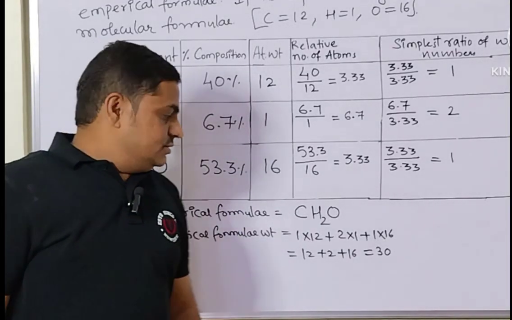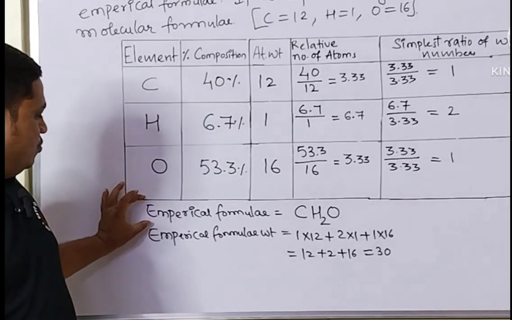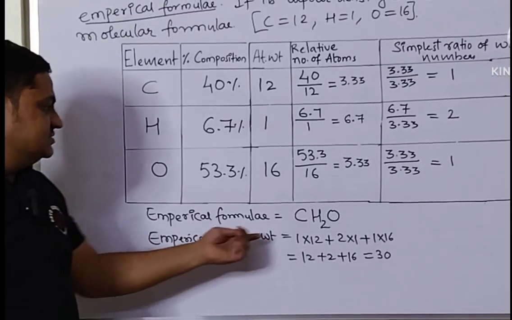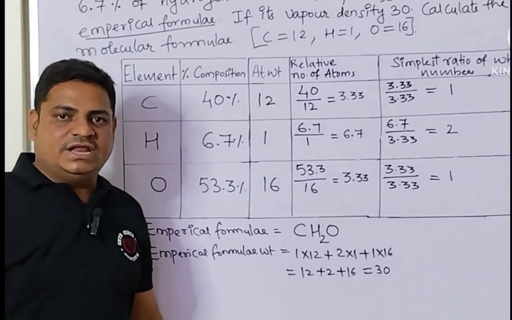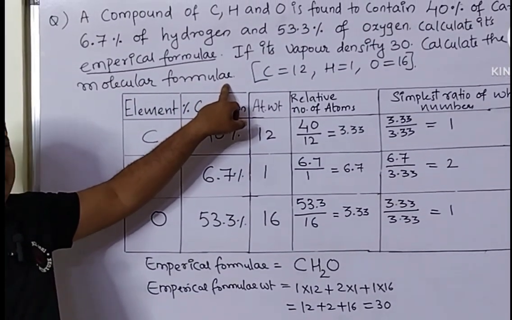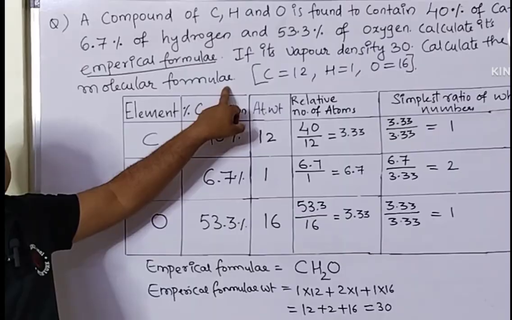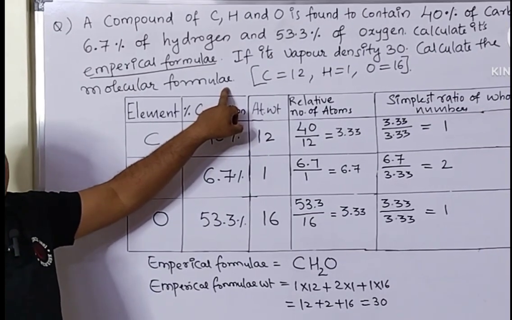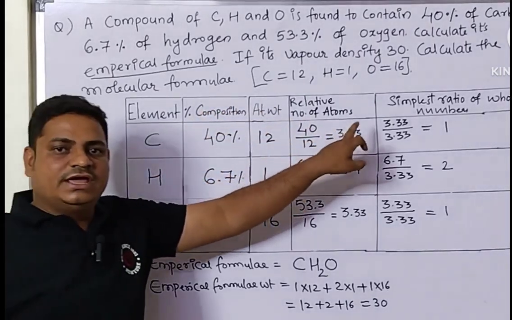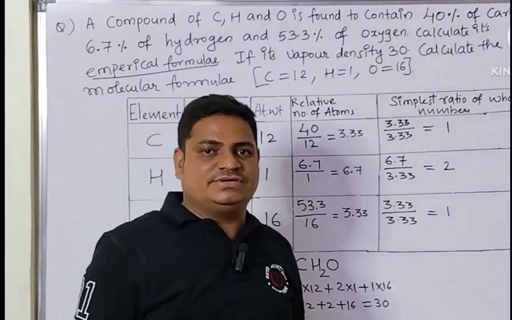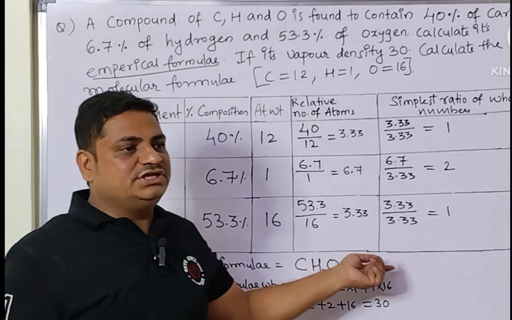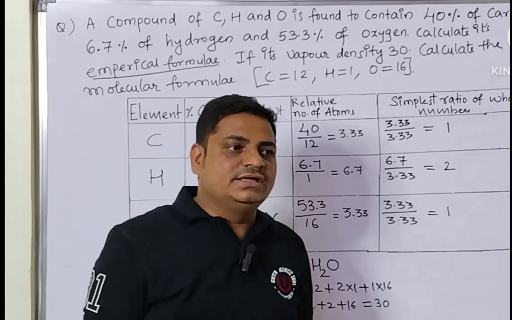Now, the first thing they asked was the empirical formula, so we have written the empirical formula. The next thing they are asking is to calculate the molecular formula also. To calculate the molecular formula, what is the formula I have given? Empirical formula into n. We know the empirical formula, but we don't know the n value. First we'll have to find out the n value.